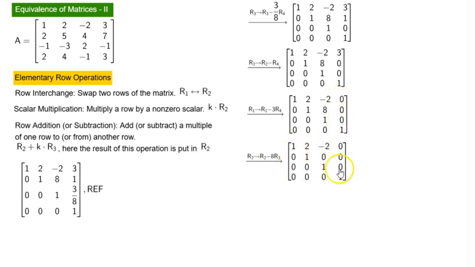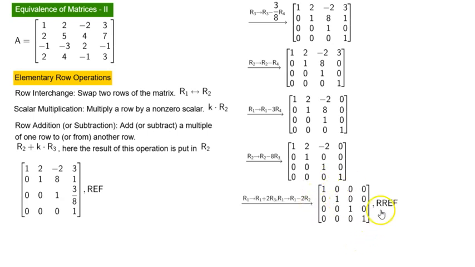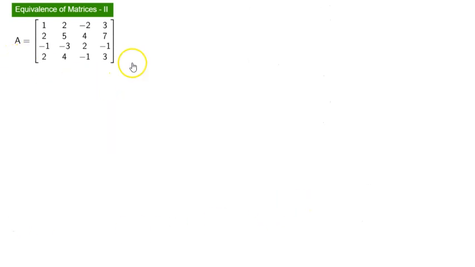Like that, we keep carrying out the operations till these also become 0. We have reached row reduced echelon form, which is nothing but an identity matrix of order 4. As you keep practicing, you will be able to write multiple operations on this arrow and carry it out one by one.